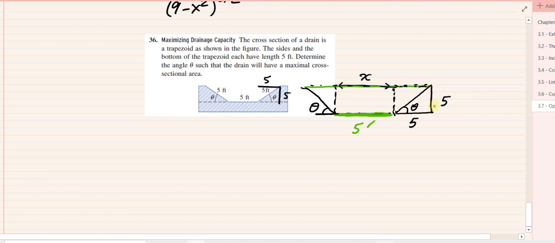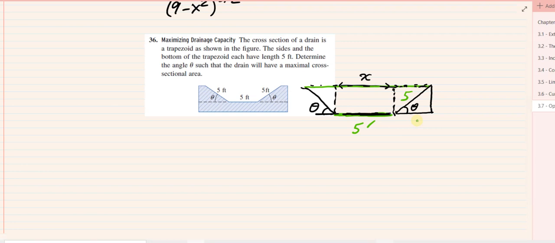And of course the height is 5, right? Actually, that is not 5 because these are actually allowed to change. I see. The 5 feet is this right in here. That is 5. I think that would be the correct depiction of what's going on here. Because we were told again the sides and the bottom of the trapezoid each have length 5 feet. This is the side, and here's the other side. And the bottom is 5 feet. Okay, that looks better now.